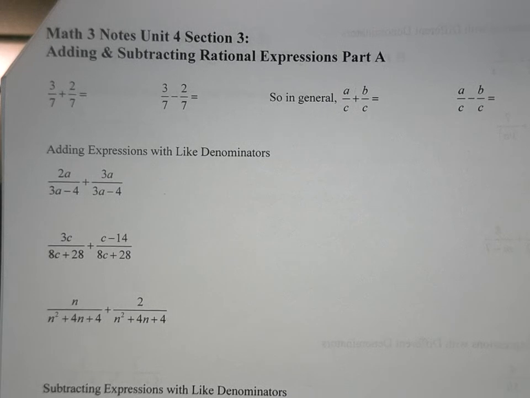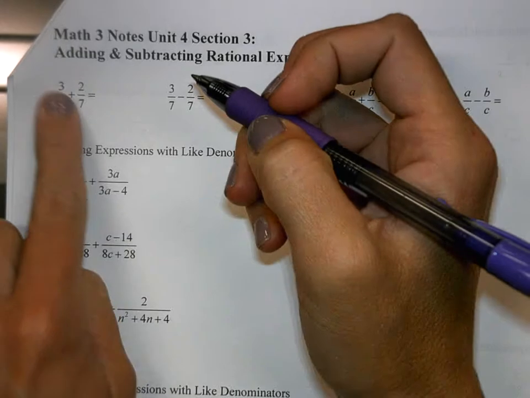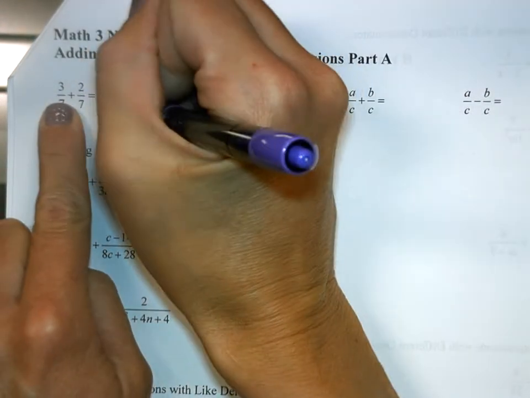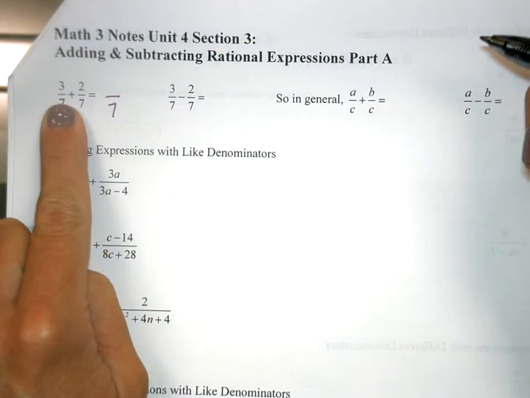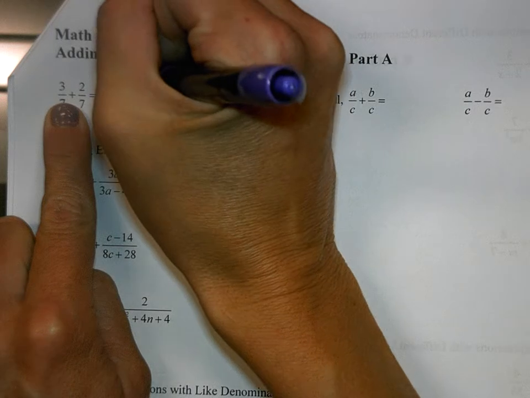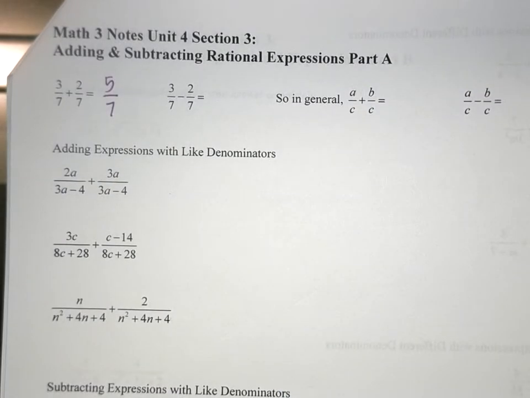So you'll notice that quite a few of the examples we're working with today do have like denominators, or common denominators. And once they have common denominators, what do you do? Yeah, you add or subtract across. So in this case, since we're adding, all we do is keep our denominator the same, which is 7, and 3 plus 2 makes 5. At that point, you would see if you can reduce.